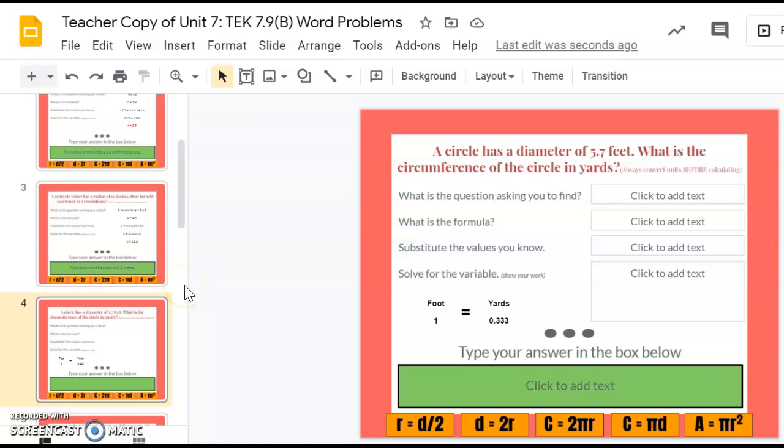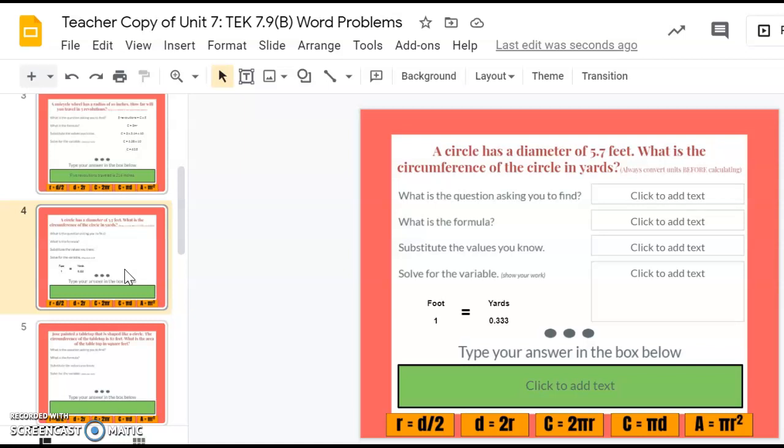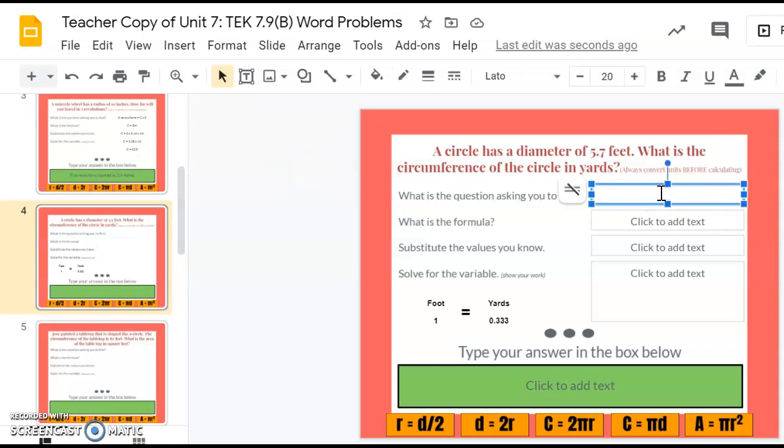All right, so now problem number 3. A circle has a diameter of 5.7 feet. What is the circumference of the circle in yards? So what is it asking us to find? Circumference.